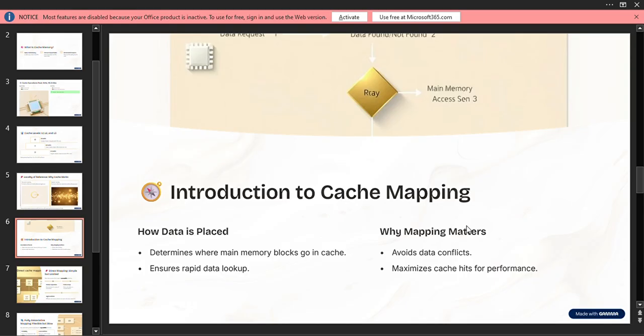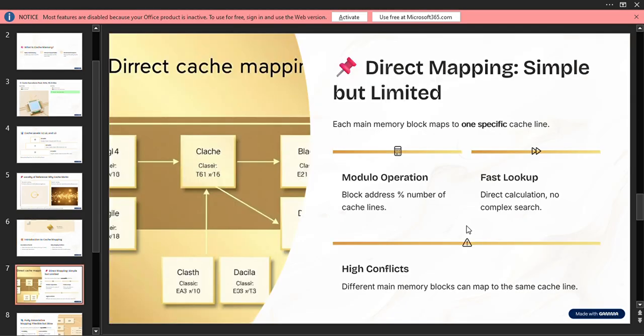Why do mapping techniques matter? Have you thought of it? First, they avoid data conflict. It makes sure memory blocks don't overwrite each other unnecessarily. Second, it maximizes cache hit performance, which means better performance. It reduces cache misses, and reducing cache misses means the CPU can work faster and more smoothly, which boosts performance as well.